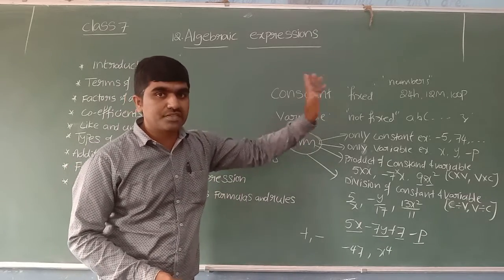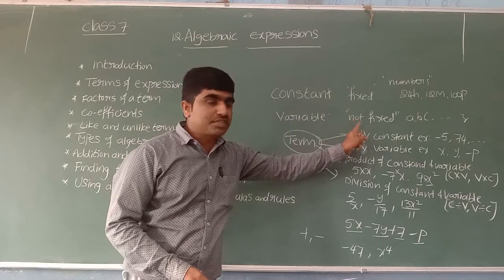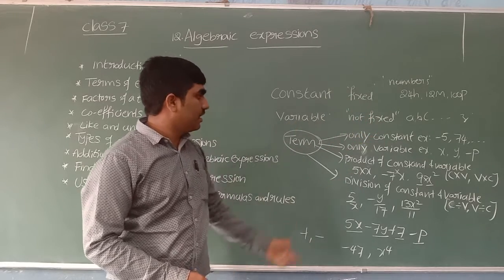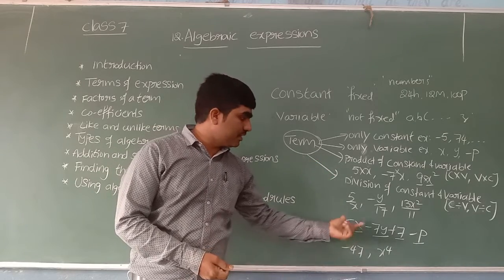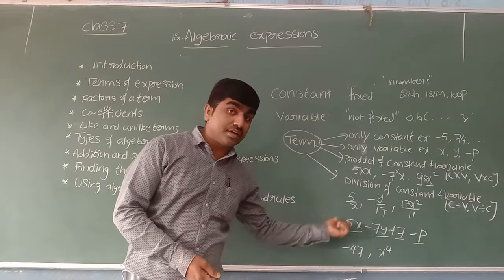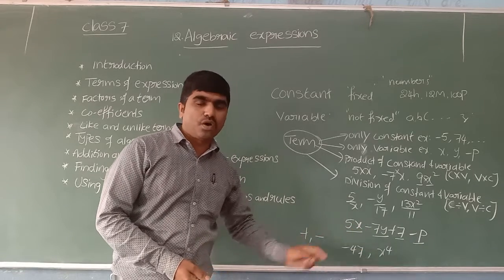Constant means fixed values. We can represent with numbers. Variable means not fixed values, represented with alphabets. And these are the 4 different ways to identify the terms. And in that algebraic expression, in that collection of terms, they are separated by the operations plus or minus.